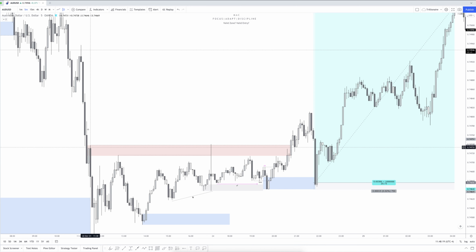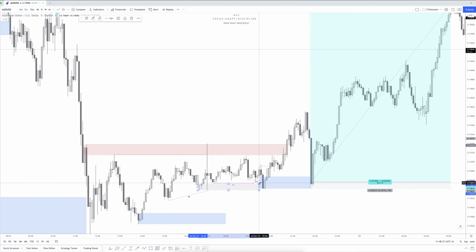Okay. You can also say that we closed above this supply here. Okay, we do have some pivot supply here. But overall, I was looking for price to close above this region here that we reject once, twice, three, four times, and eventually we break through.